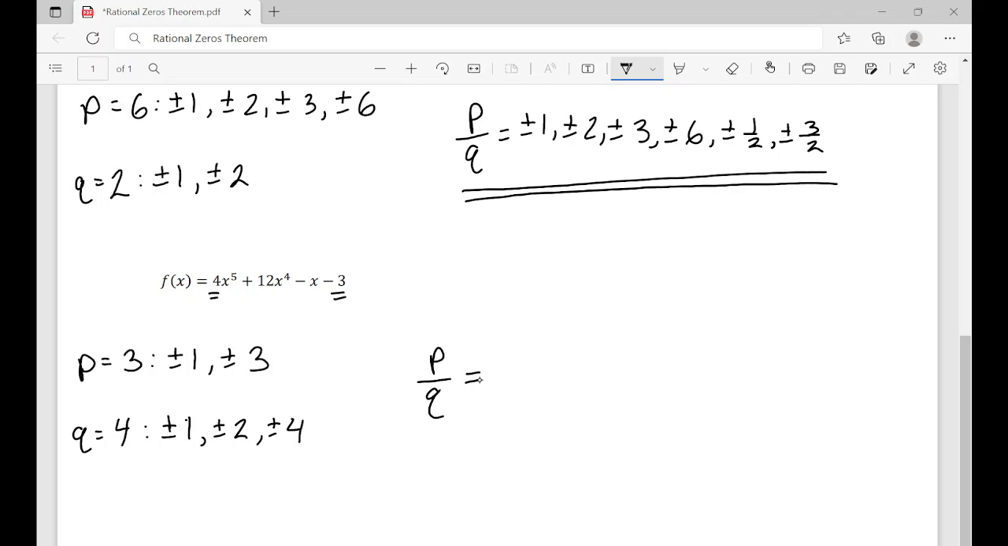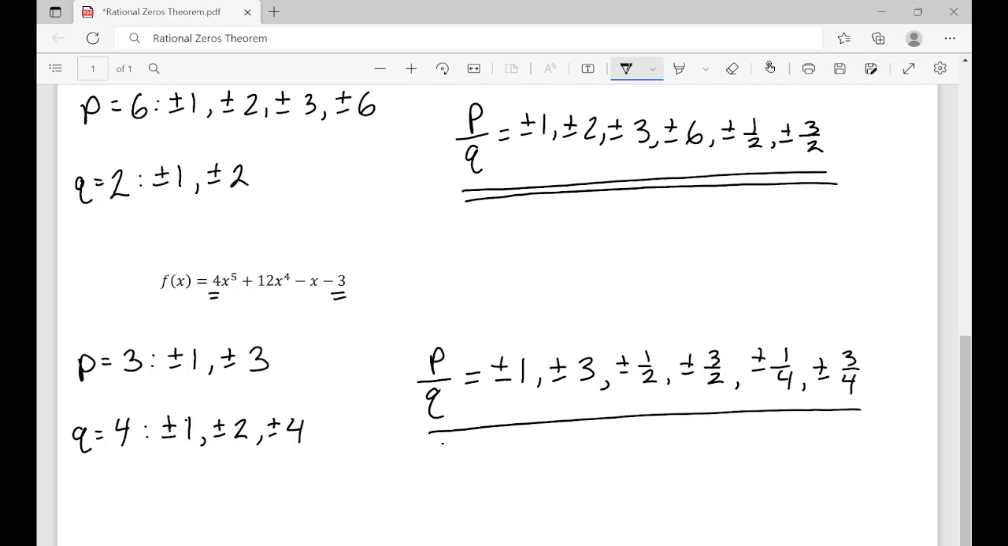So all the possible rational zeros are going to be, again, starting off with all the factors of p, so plus minus 1 and plus minus 3. And then we divide everything by 2, and then divide everything by 4. So we're going to get plus minus 1/2, plus minus 3/2, plus minus 1/4, then plus minus 3/4. And here are all the possible rational zeros of this polynomial function.